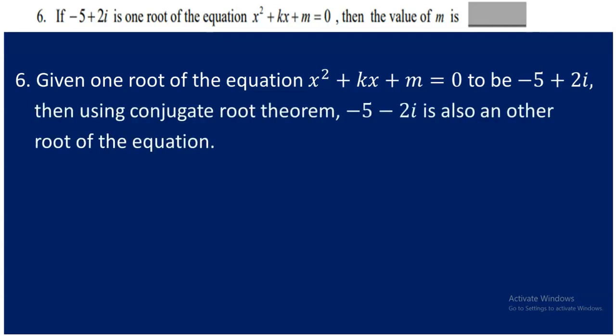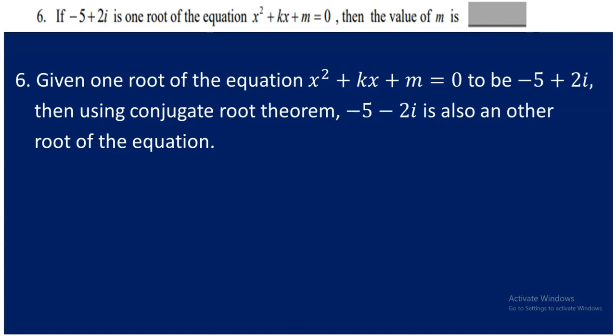Now, using the conjugate root theorem, as we studied in the classroom, the conjugate of minus 5 plus 2i is minus 5 minus 2i. So if minus 5 plus 2i is the root of a certain polynomial, it is expected to have minus 5 minus 2i, which is the conjugate of it, as the other root, because the conjugate root theorem says so. So minus 5 minus 2i is also another root of the equation.